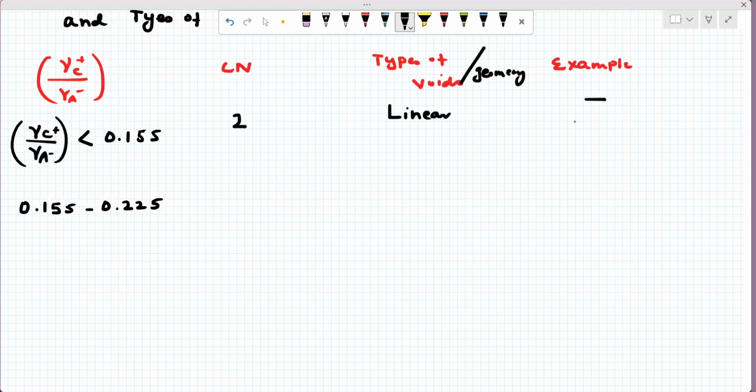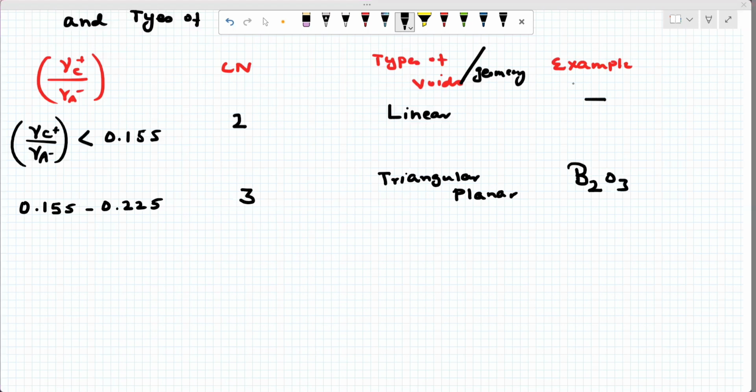0.225, coordination number 3. They call that triangular planar. What is the geometry? That is triangular planar, some people call it trigonal planar. Example is B2O3, boron trioxide.